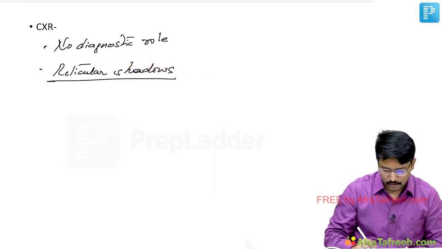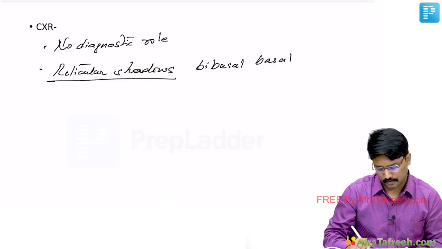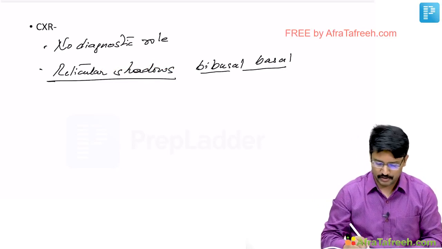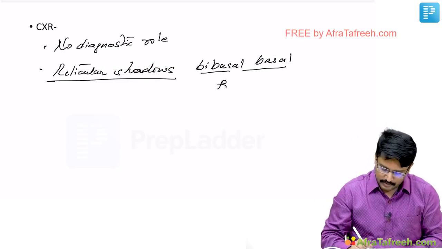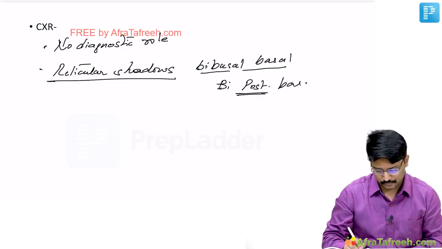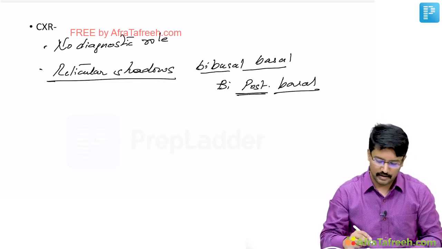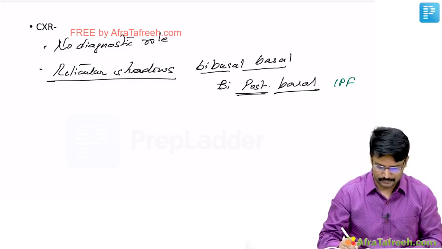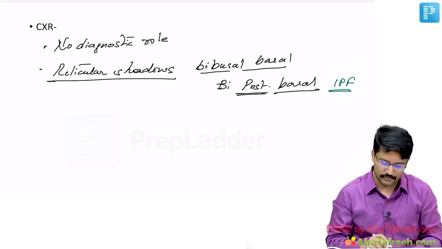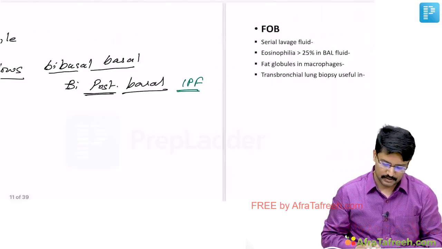which are usually bibasal. When I talk about ILD to NEET PG students, I say bibasal, but for NEET SS you should remember posterobasal. Posterobasal reticular shadows may be seen in various variants, typically interstitial pulmonary fibrosis. But that is not adequate for a definitive diagnosis of interstitial lung disease, and hence I say there is no or limited utility of chest X-ray.